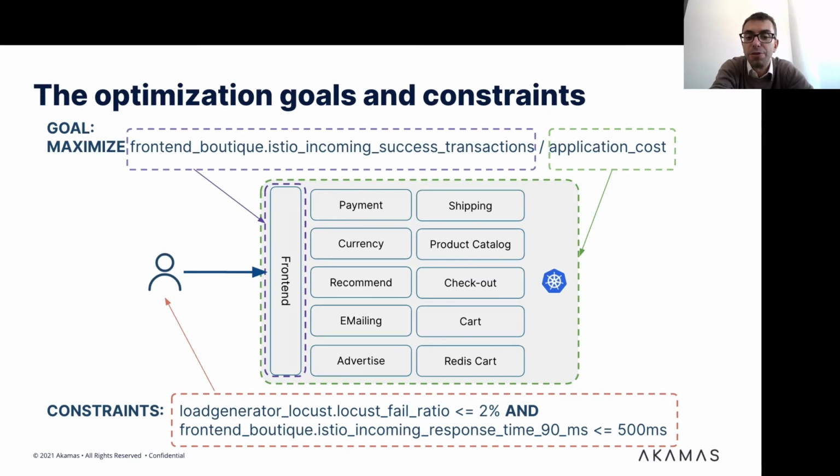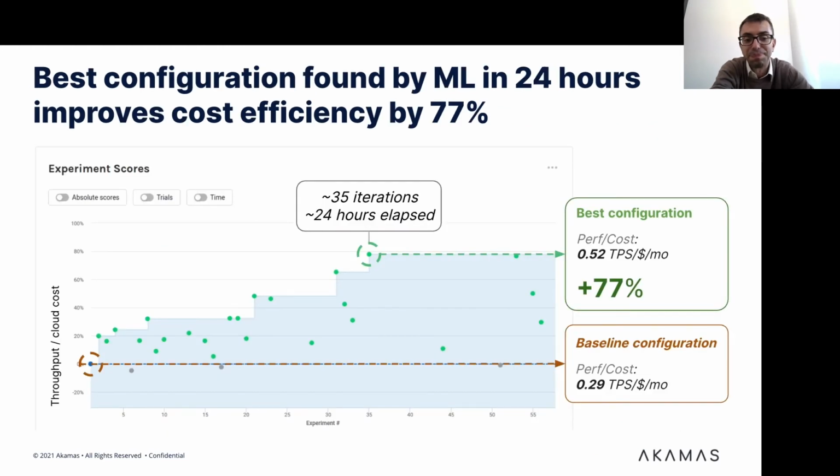Akamas also allows to set constraints on which configurations are acceptable. In this case, we state that configurations should have a max 90th percentile latency of 500 milliseconds and an error rate lower than 2%. That is it. At this point, the machine learning-based optimization can run automatically while we are relaxing or doing some other important stuff. So let's now see what are the results that we got.